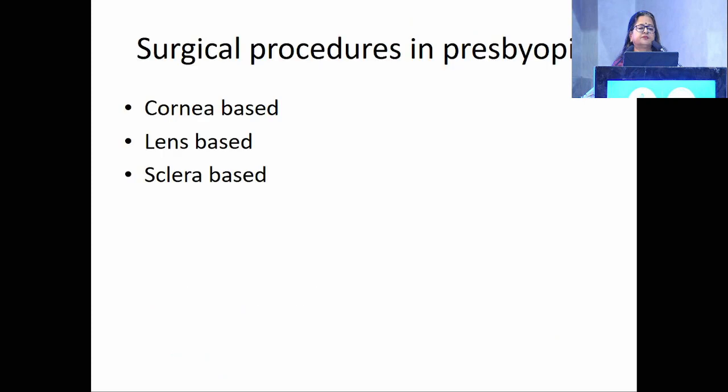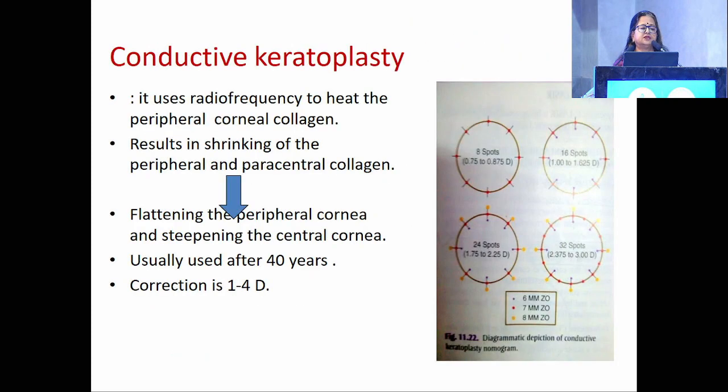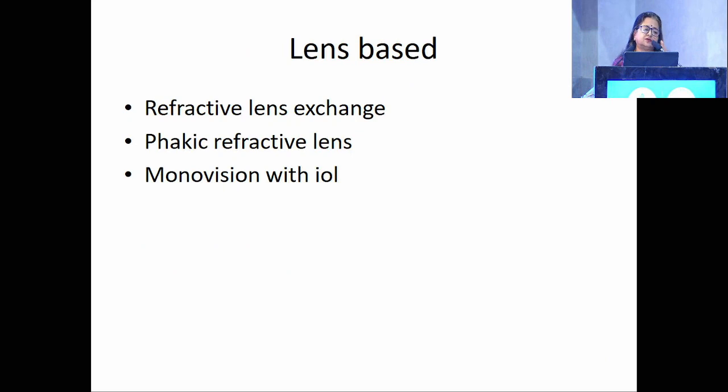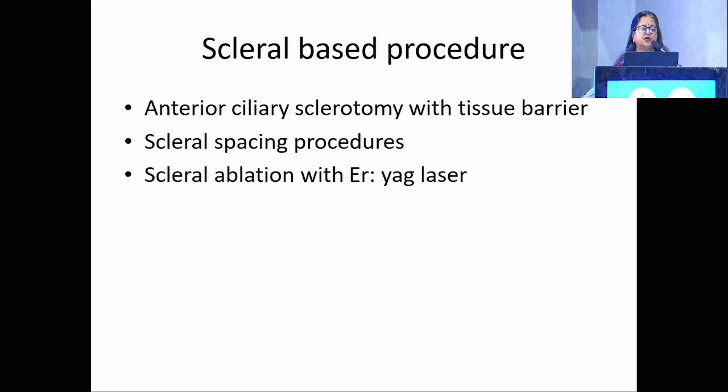So what are the surgical procedures? The surgical procedures were very nicely described by my previous speakers. Conductive keratoplasty uses radio frequency waves to heat the peripheral corneal collagen, which results in shrinkage of the peripheral and paracentral collagen, flattening of the peripheral cornea, and steepening of the central cornea. It is usually used after 40 years, for a correction of 1 to 4 diopters. So these are the various surgeries very nicely explained by my previous speakers.